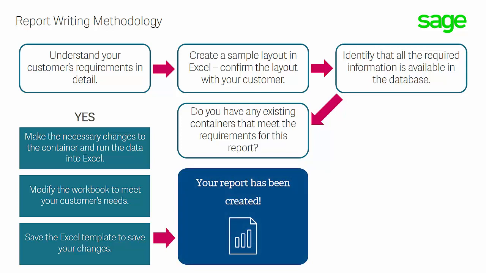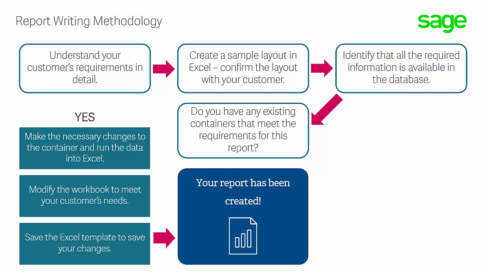When you encounter a problem with report writing, it's often the absence of a container that gives us the information that we need. We've identified that I need certain information. For instance, if I use Sage Pastel as an example, serial numbers aren't part of the core reporting pack. This is because not every customer uses serial number tracking.